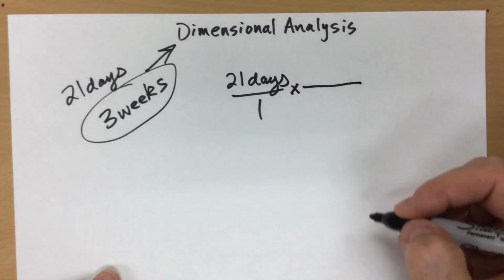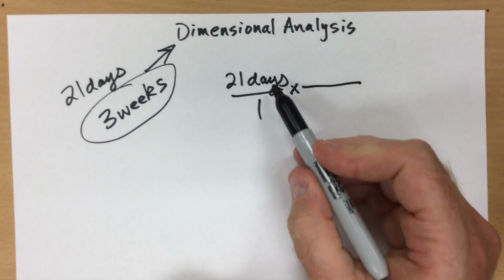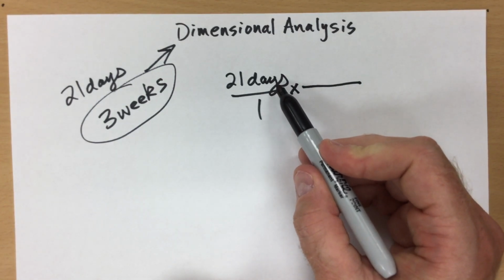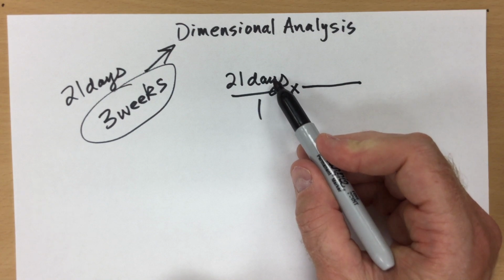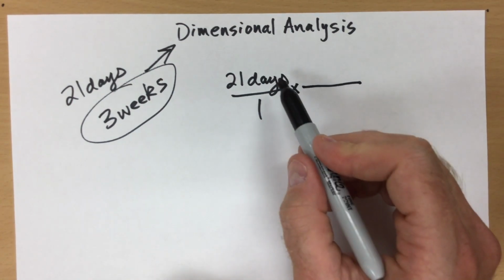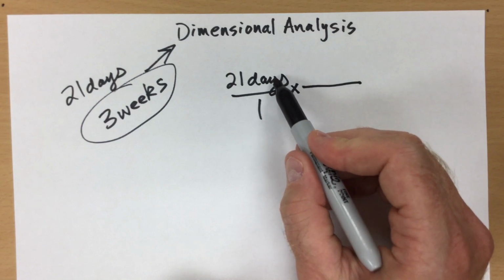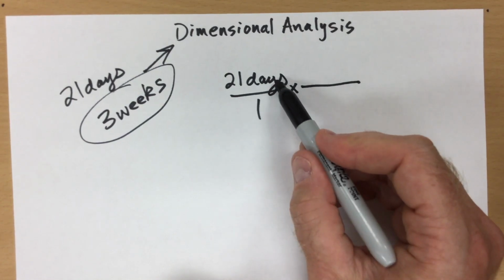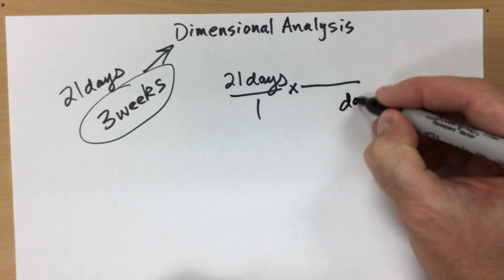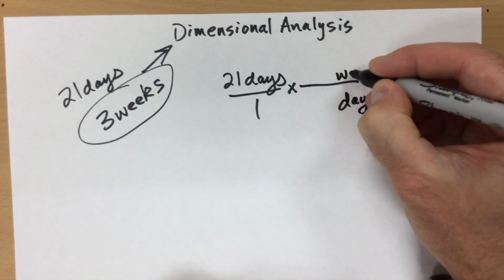You wrote another fraction. You said, I want to get rid of days. I'm tired of people talking about being on vacation for days. I like talking about vacations in terms of weeks. And you realize you need to get rid of the unit days. So to get rid of the unit days, we have to cancel it out. In the world of math, to cancel something out, you can put it on the top and the bottom of a fraction. So I put days down here, and I put weeks up here.